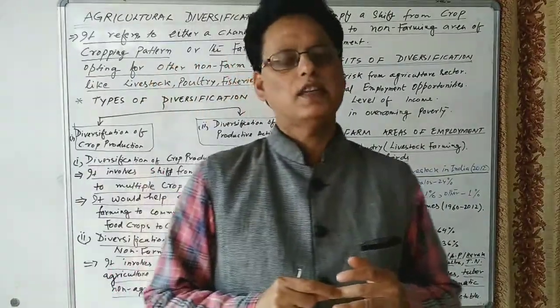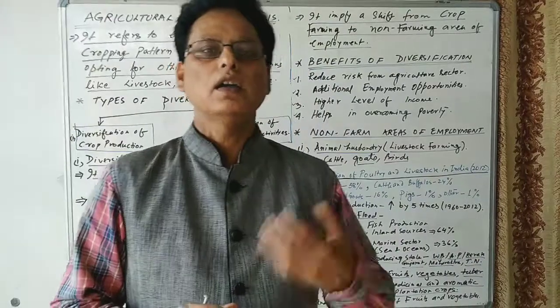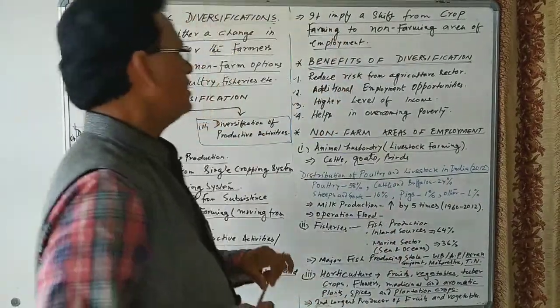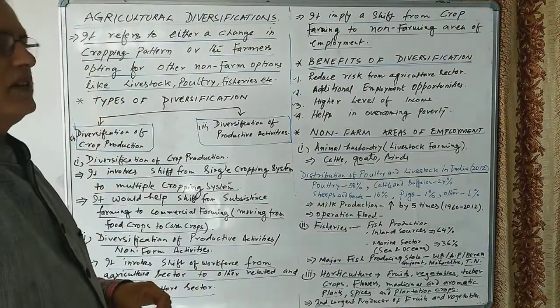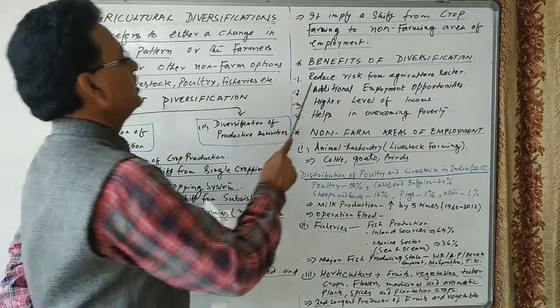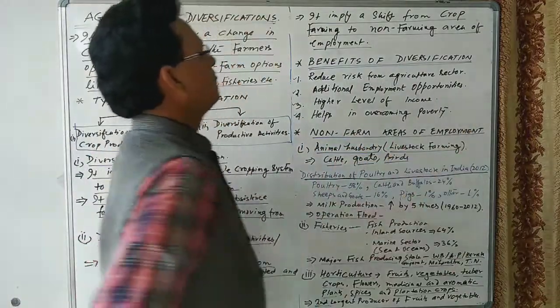So, they must engage information technology in the rural areas. Now let us see what the benefits of diversification are. The first benefit is reduced risk from the agricultural sector.